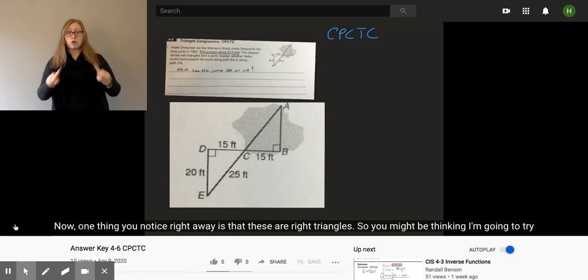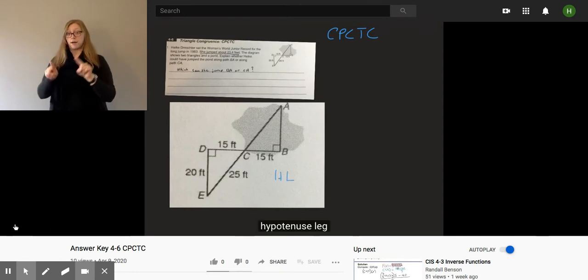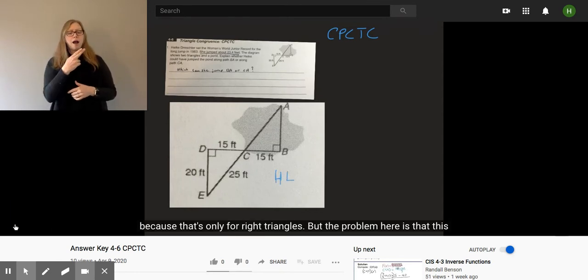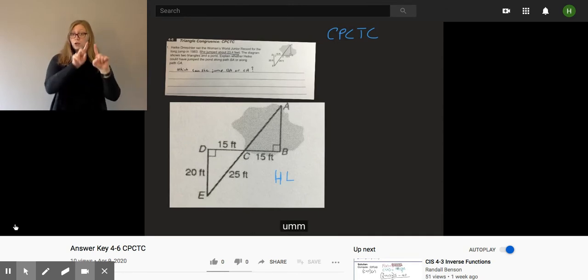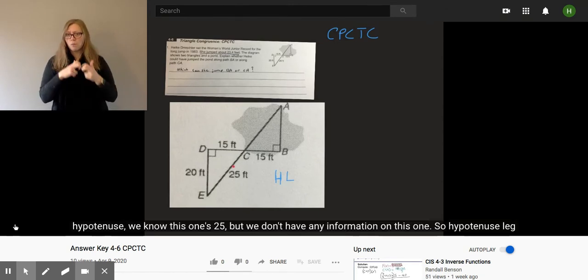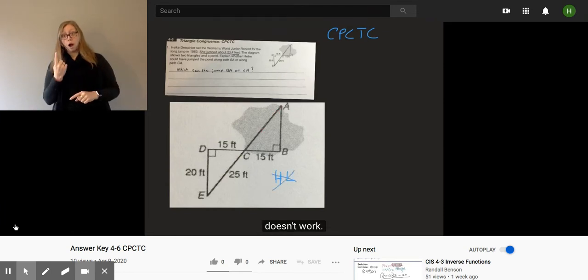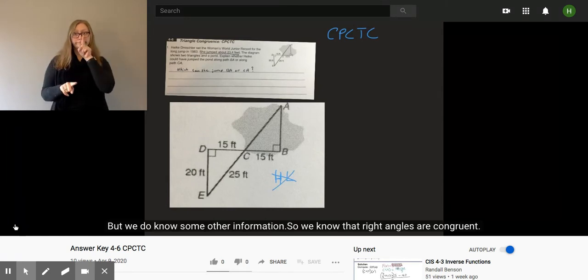Now, one thing you notice right away is that these are right triangles. So you might be thinking, I'm going to try hypotenuse leg, because that's only for right triangles. But the problem here is that this hypotenuse, we know this one's 25, but we don't have any information on this one. So hypotenuse leg doesn't work. But we do know some other information.